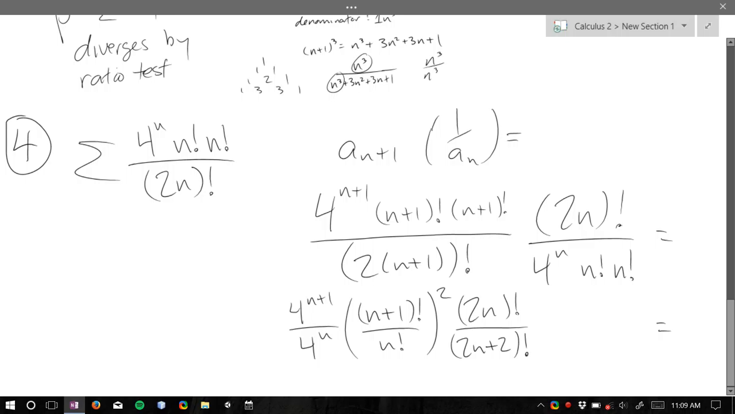On the board, I haven't done any simplification yet. I just rearranged the fractions, so I paired up things that are similar. So from here, you should be able to start canceling out. You need to expand some of these factorials to start canceling them out.